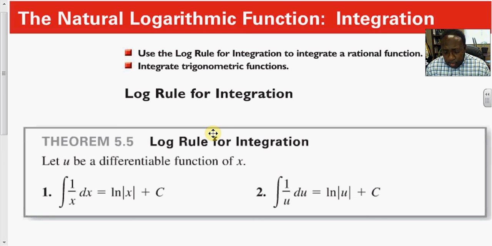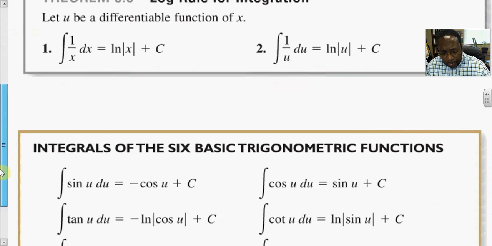Or if u is a function of x, then number 2, the integral of 1 over u du is the natural log of the absolute value of u plus c. So 1 and 2, very similar.